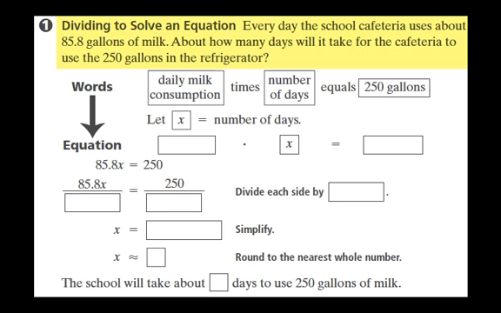Example 1. Dividing to solve an equation. Every day, the school cafeteria uses about 85.8 gallons of milk. About how many days will it take for the cafeteria to use the 250 gallons in the refrigerator?